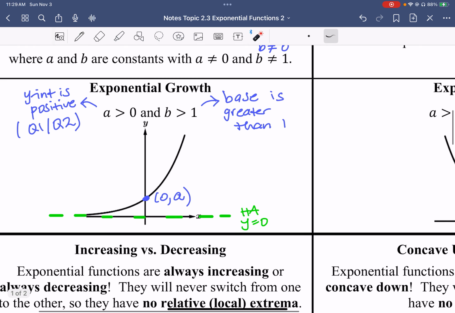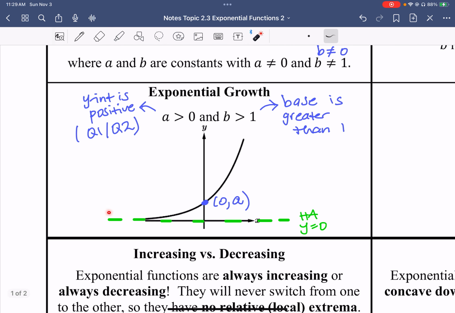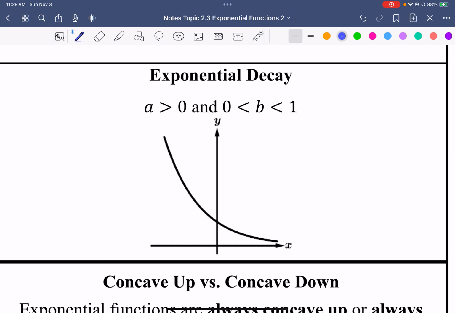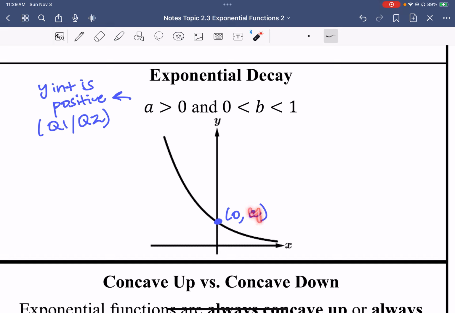Okay, so for exponential growth, you always start on the left and you're going to go up to represent that growth pattern. Okay, then you have exponential decay. Again, your y-intercept is positive. And since it's positive, that means that your graph will be in the top two quadrants. So you can see that even if it's decay, you still have a positive y-intercept there. So that could be anything like 2 or 3 or 4, but it's going to be a positive y-intercept. This space is between 0 and 1.